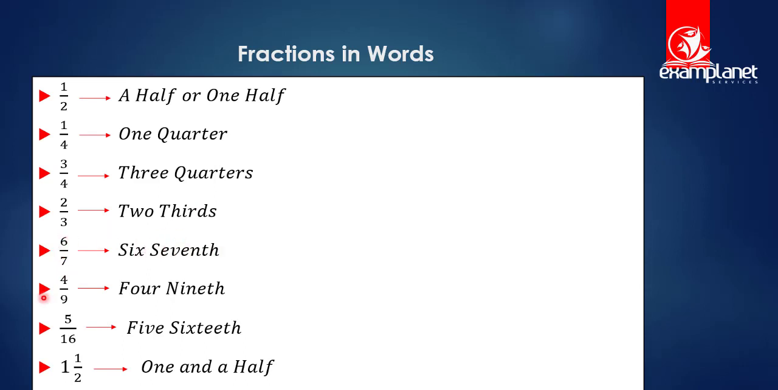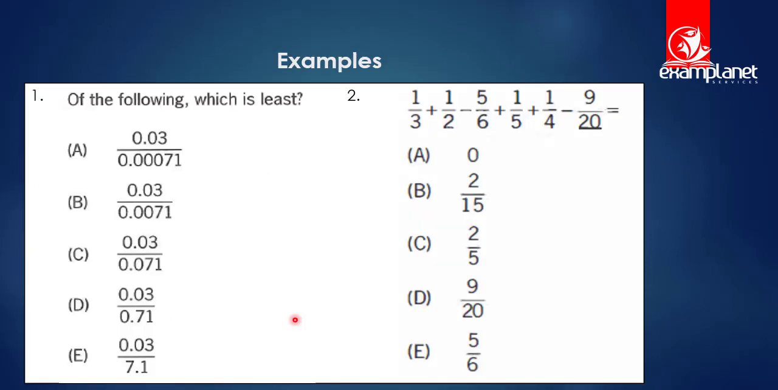6 over 7 is 6 sevenths. 4 over 9 is 4 ninths in words. 5 over 16 is 5 sixteenths. 1 whole number 1 over 2 is 1 and a half. So try to see the difference between this and this. If you see a half or 1 half, that's 1 over 2. But when you see 1 and a half, that's 1 whole number 1 over 2. So try to note the difference.